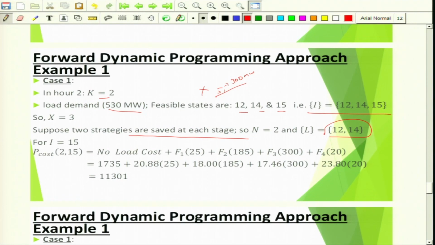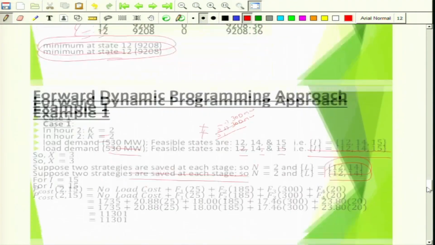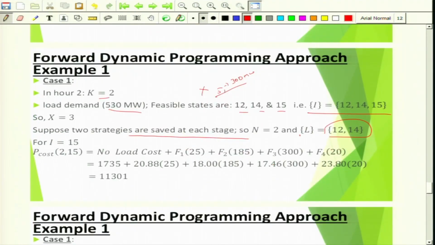That means you are taking from the previous one. Now among the previous hour, among the three possible states, the most economical top two were 12 and 14. Now you are carrying the history, that now L is equal to 12 and 14. You have saved these two strategies, and again you check for the first combination, I is equal to 15.